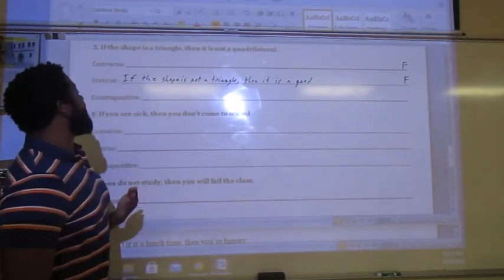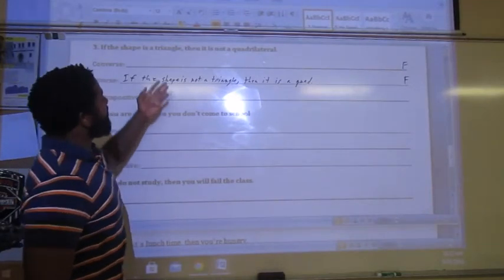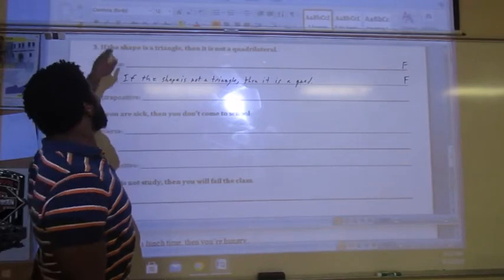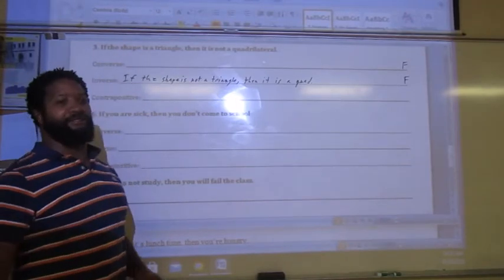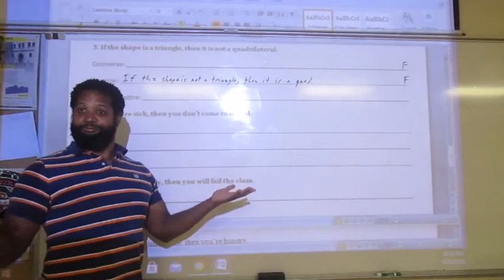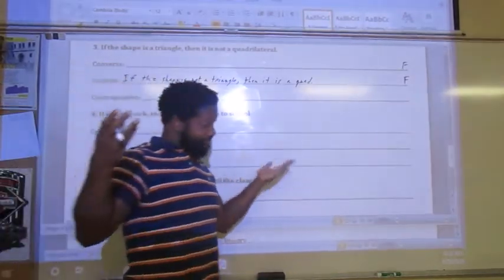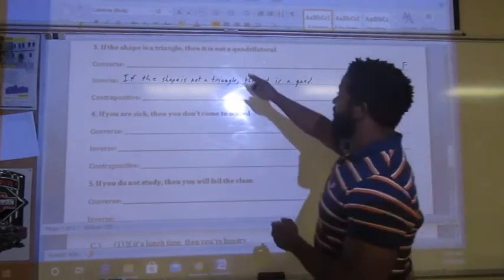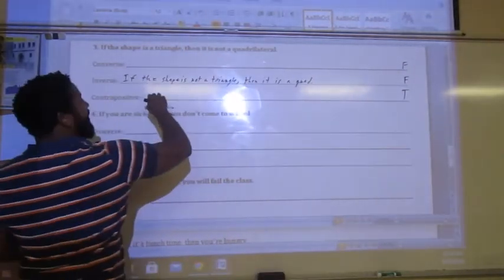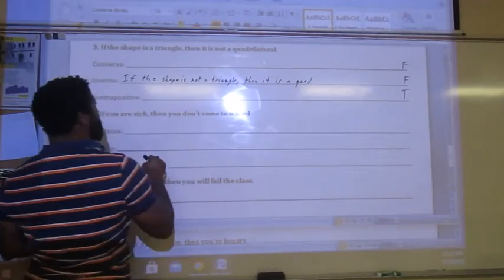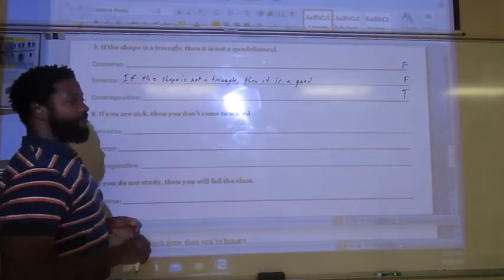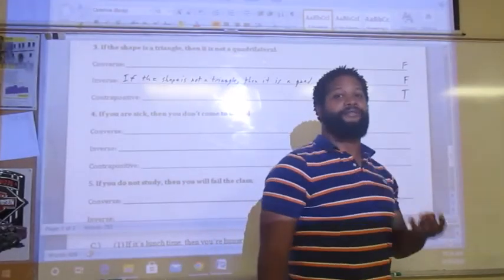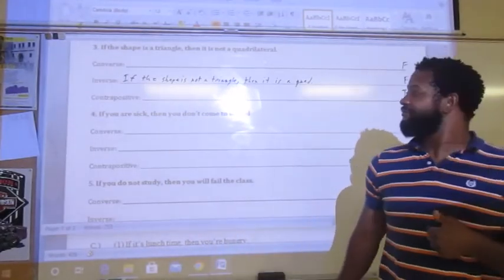So, contrapositive. If it is a quadrilateral, then it is not a triangle. Is that true or false? It's true. Because you're doing the opposite, right? If it is a quadrilateral, then it's not a triangle. Clearly not, because a quadrilateral has 4 sides. Triangles have 3, okay? Cool?